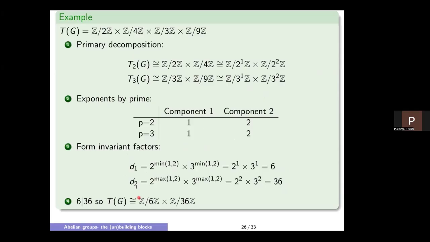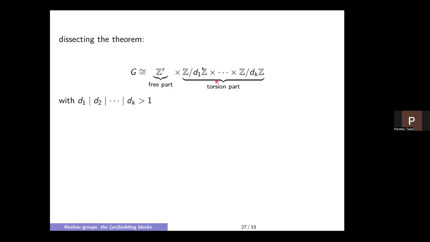So essentially, the torsion group of G would be isomorphic to Z6Z and Z36Z, the direct product of Z6Z and Z36Z. That is what the theorem that we had stated earlier tells us. Dissecting the theorem that we had stated, which we call the fundamental theorem, where we had a free part and a torsion part.